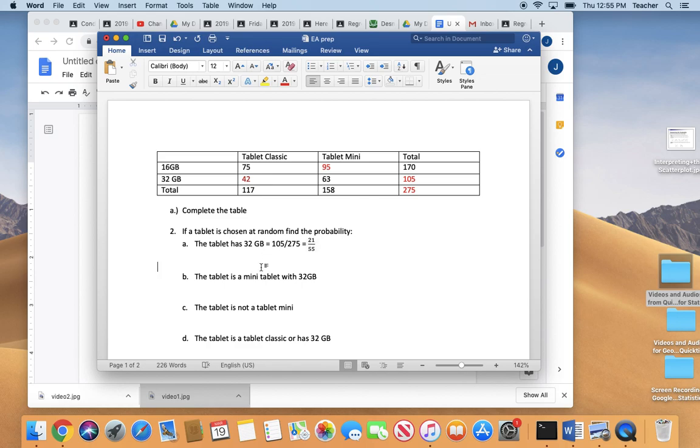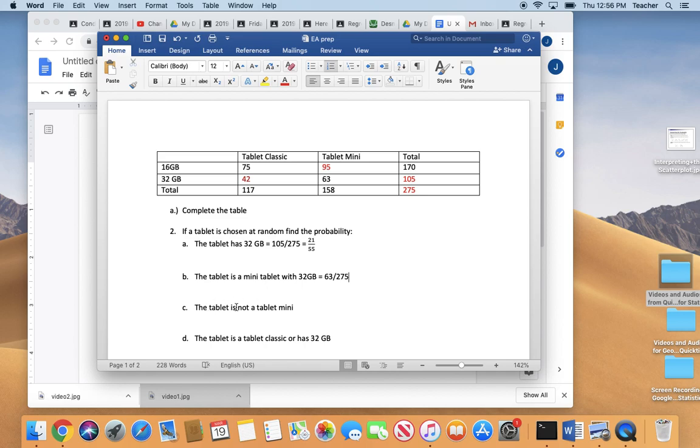Okay. The next one says the probability the tablet is a mini tablet with 32 gigabytes. So it has to be a mini and it has to have 32 gigabytes. So that would be 63 tablets are minis with 32 gigabytes. And again, I have 275 tablets total. So this answer would be 63 over 275. And that doesn't reduce, so we'll just leave it like that.